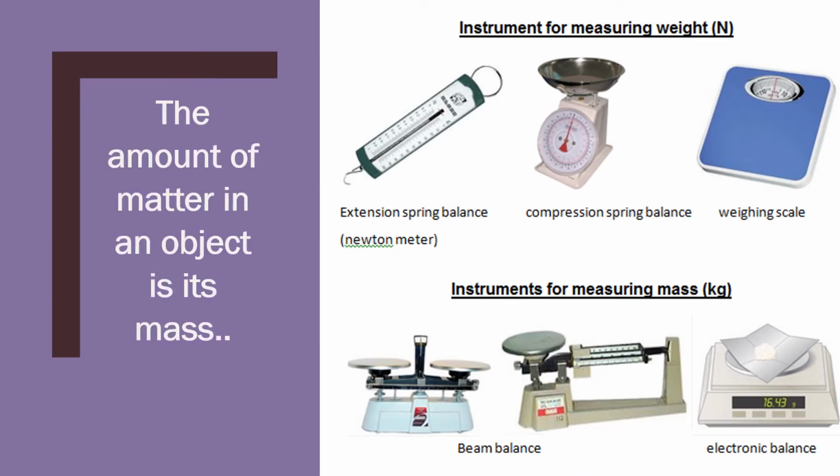What is mass? The amount of matter in an object is its mass. For example, your weight, and you know that you measure your weight through this weighing scale. And other instruments to measure mass are balances like the beam balance and electronic balance, etc.